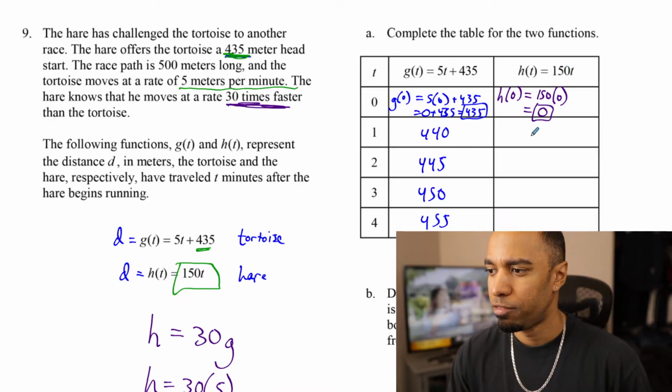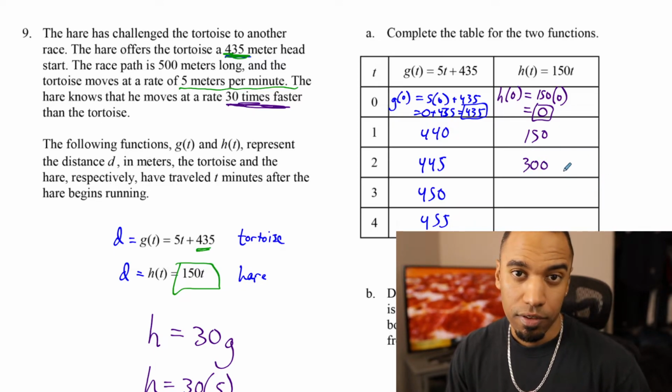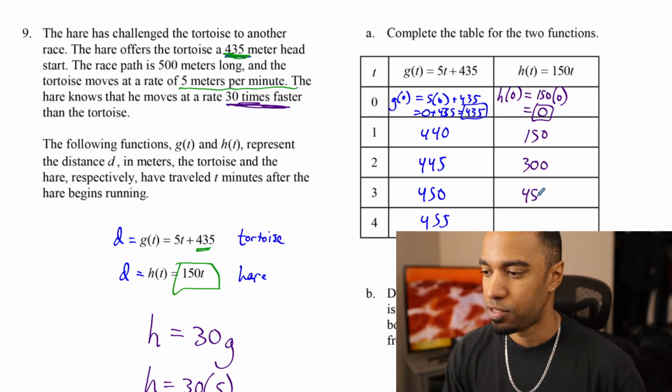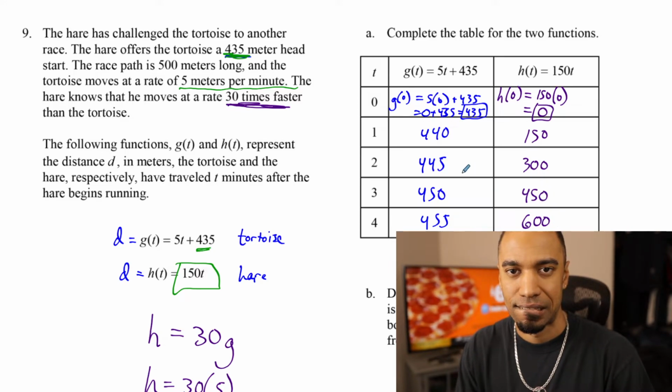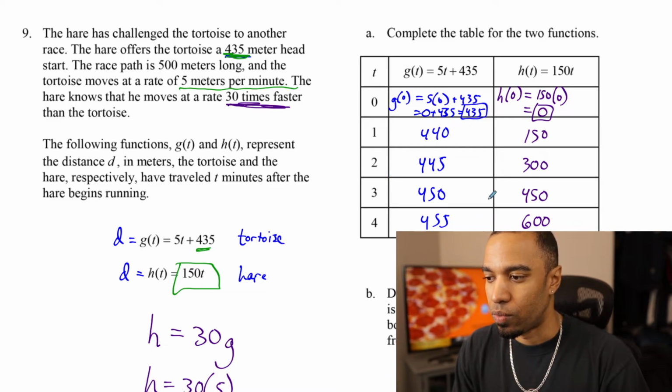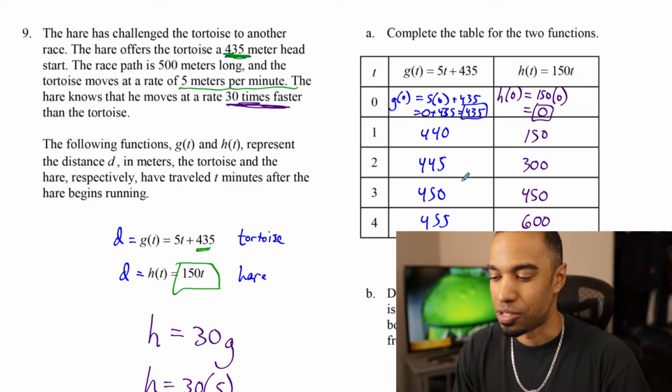150 times 1 is 150. 150 times 2 is 300. 150, or plus 150, if you want to say it that way, now is 450, and then plus 150 again is 600. Okay, so we get those values right there. At some point, it looks like they crossed. In fact, they're going to ask those questions in a second.